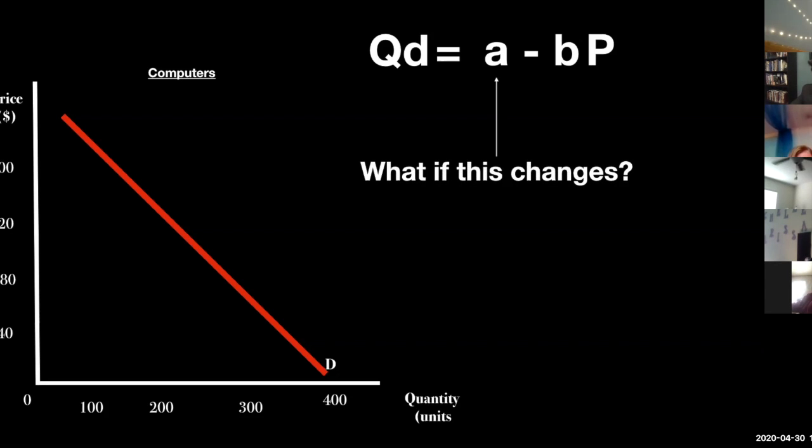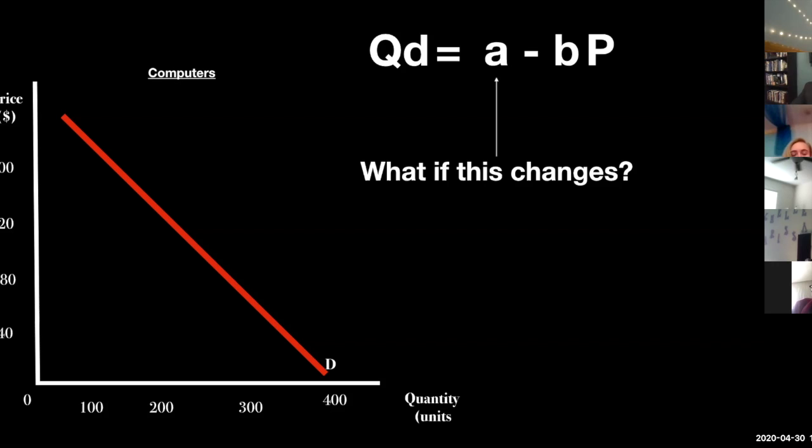That's the question that I'm asking, and I want an answer. What will happen if that term changes based on everything I just said? First of all, we have to remember what A is. What does A represent? A is the x-intercept. In economic terms, it's the quantity demanded when the price is 0.